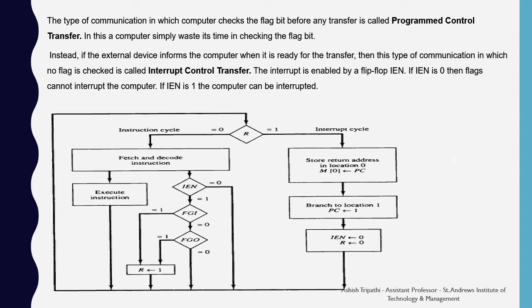The interrupt is enabled by a flip-flop IEN. If the IEN value is 0, then flags cannot interrupt the computer. If IEN is 1, then the computer can be interrupted.